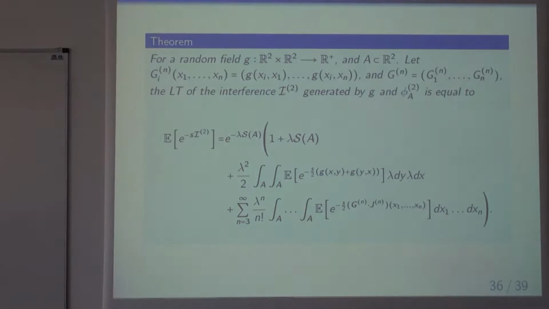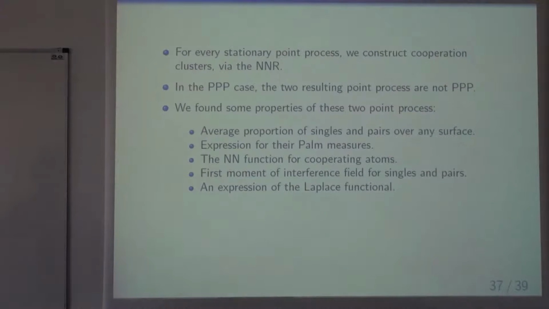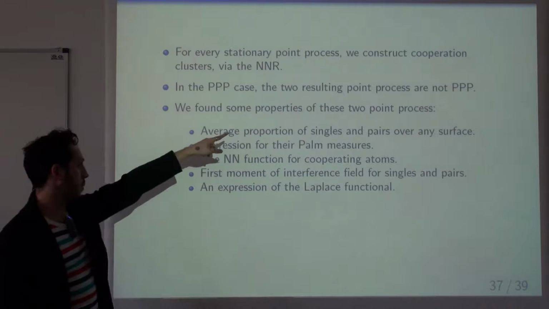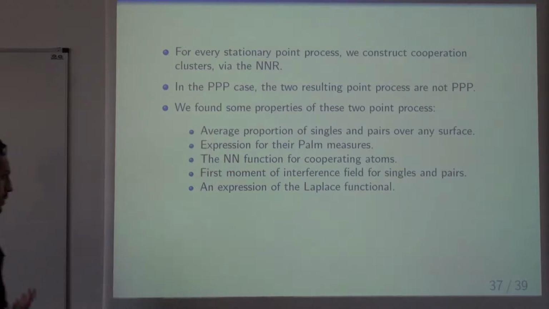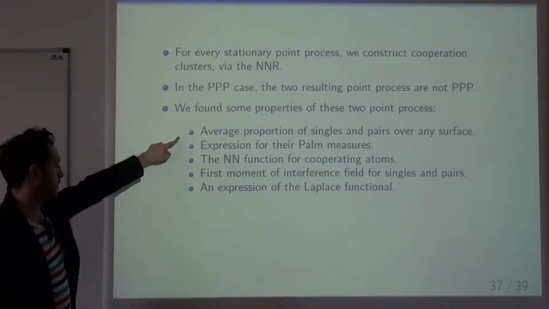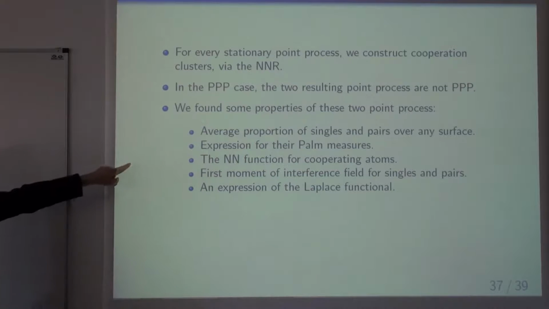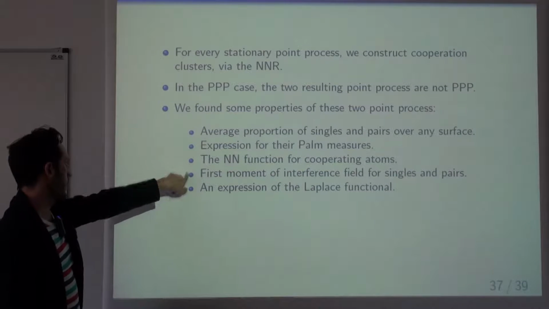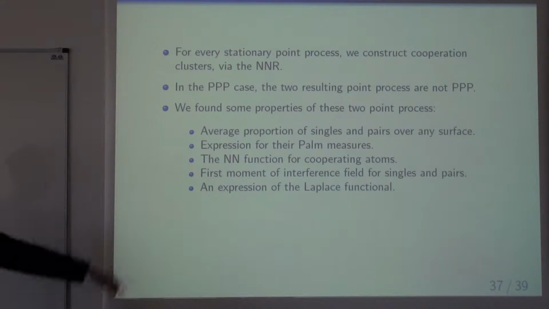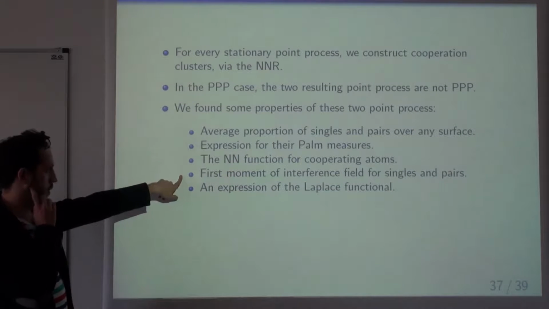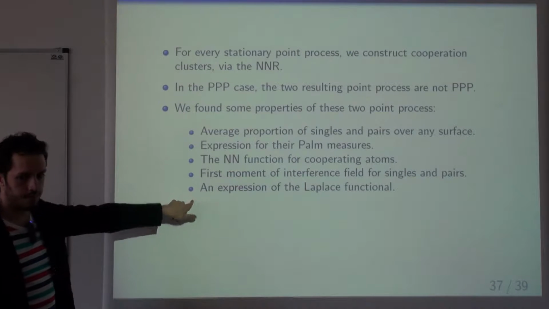Well, conclusions. For every stationary point process, we construct cooperation clusters via the nearest neighbor relation. In the Poisson case, the two resulting point processes are not Poisson. However, we found some properties of these two point processes: the average proportion of singles and pairs over any surface, and expressions for the palm measures which are numerically tractable. So it's good. The nearest neighbor function of cooperating atoms, the first moment of interference field for single and pairs, and expression of the Laplace transform.